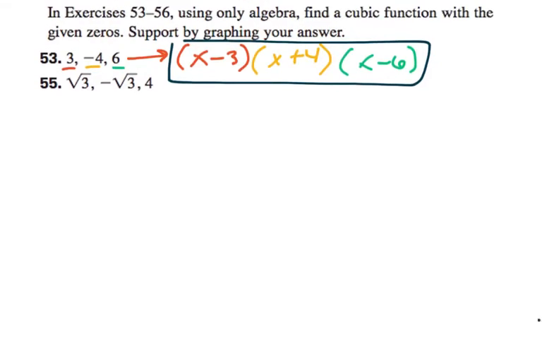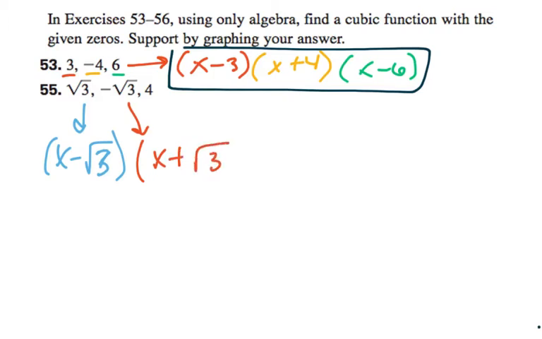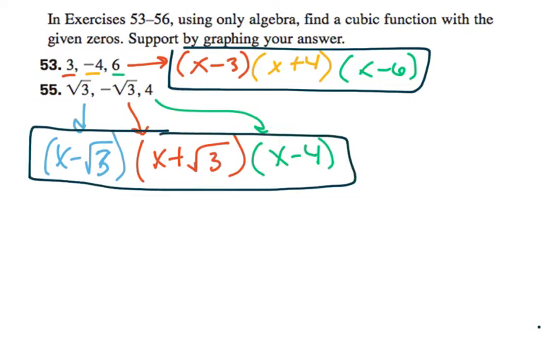In that case, it's the same idea though. Even if it happens to be an irrational number, the factor that comes with a positive square root of 3 is going to be a minus square root of 3. The next piece is going to come from x plus the square root of 3 for this next one. And then the last term is going to be x minus 4. And so that again is our function, and you can graph that with a calculator to support it, but pretty sure we're just going to have our intercepts at each of those initial numbers and then we're good.